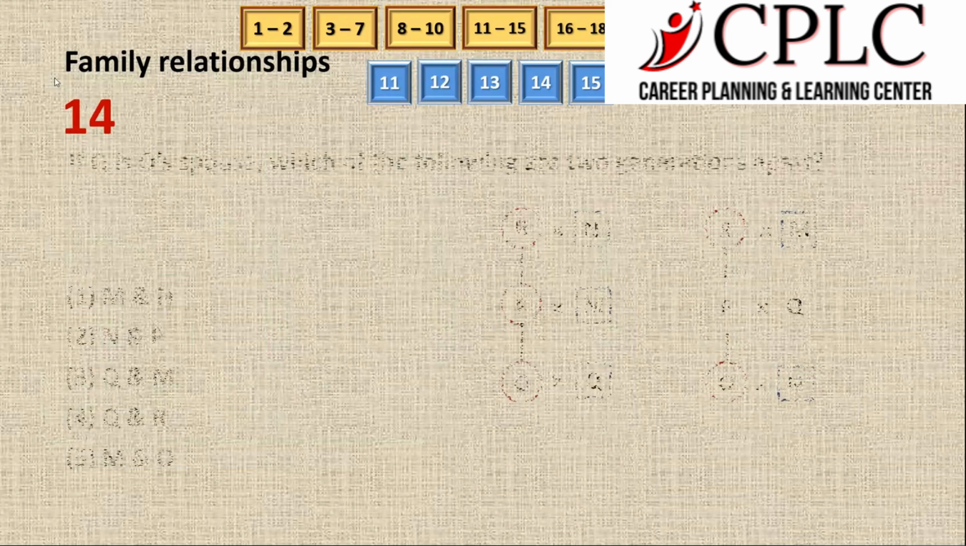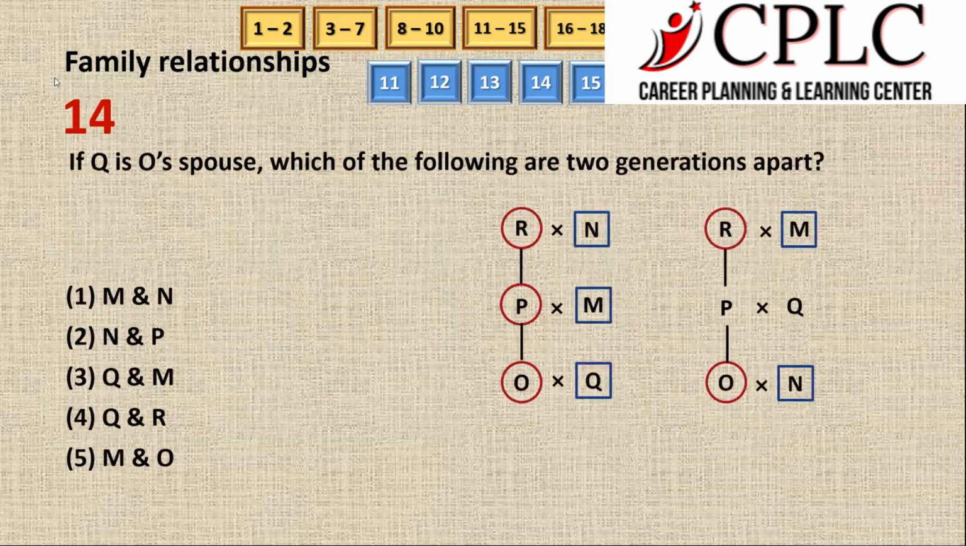If Q is O's spouse, which of the following are 2 generations apart? So 2 generations apart means we have to leave one generation between the two persons. We have to consider the first possibility, and we can say that the fourth option is the correct answer because Q and R are two generations apart. Basically, they have one generation between them.